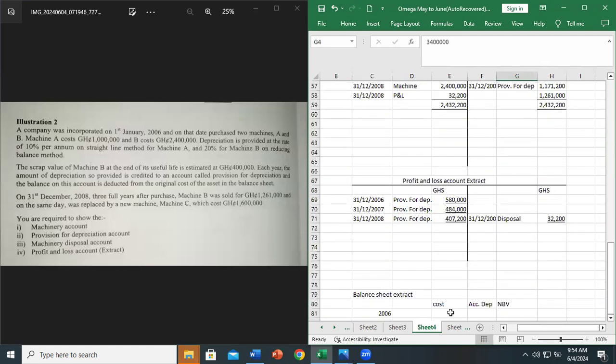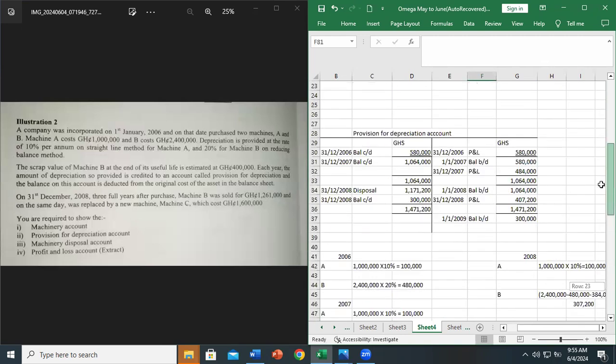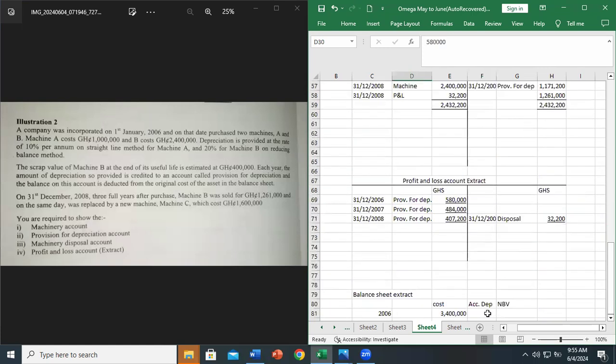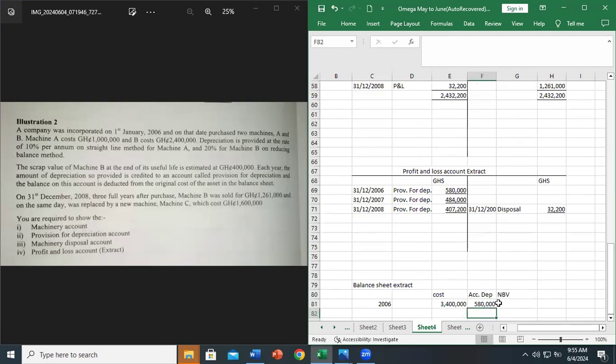So put it under the cost, 3,400,000. And then the accumulated depreciation, go to your depreciation account and also pick the balance carried down for that year. So the balance carried down for 2006 is 580,000. Then you put it there, 580,000. And when you less, you get the net book value, right?